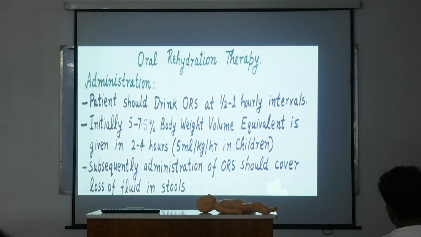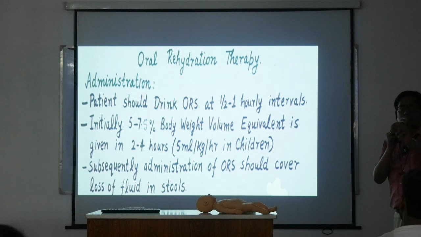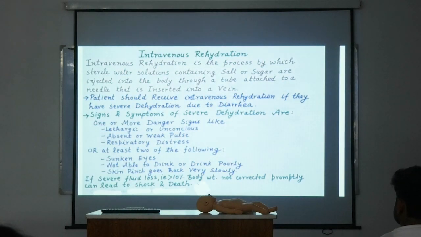And how you should give ORS: initially 5 to 7.5% of body weight is given in 2 to 4 hours. For children, 5 ml per kg per hour; this has to be remembered. Once this is given, the amount of fluid loss in diarrhea has to be kept in mind and replaced. It is to be given every half hour to 1 hour, but in actual practice, in the beginning we give a small amount of ORS at 5 minute intervals, sipping little by little repeatedly.